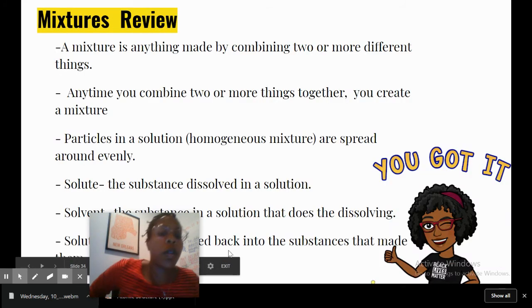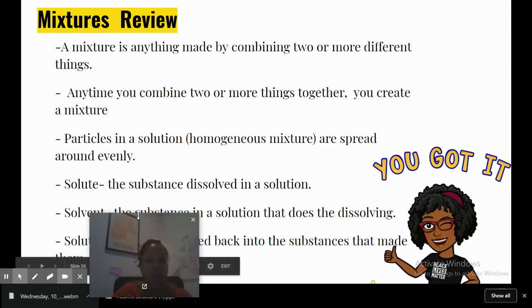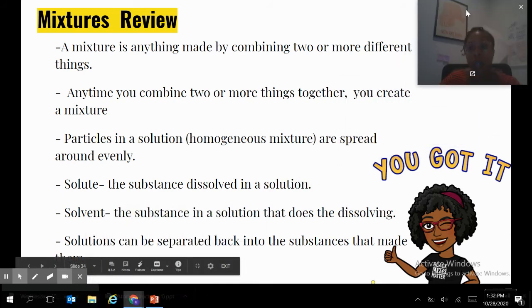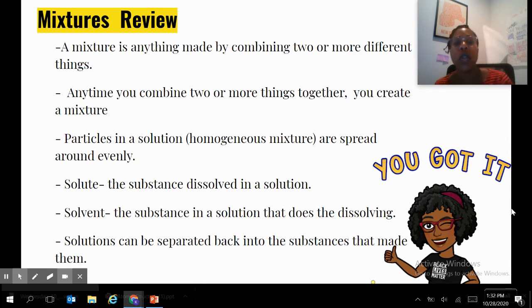All right, so here is the mixture review. A lot to review. So a mixture is anything made by combining two or more different things. Anytime you combine two or more things together, you create a mixture. A solution is also known as a homogeneous mixture. So every time she said the word solution, it's also a homogeneous mixture. Particles in a solution are spread around evenly. An example of a solution or homogeneous mixture that she gave was the sweet tea.